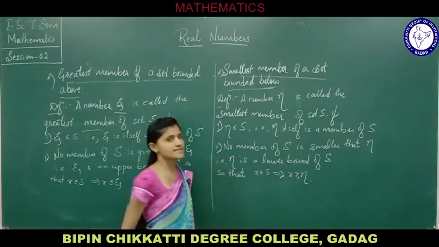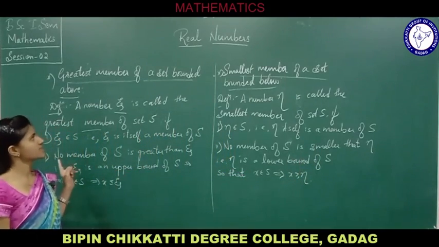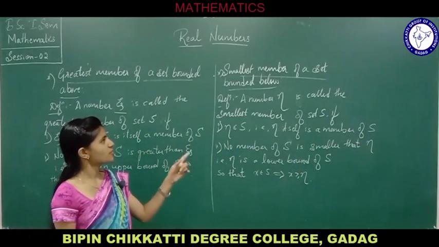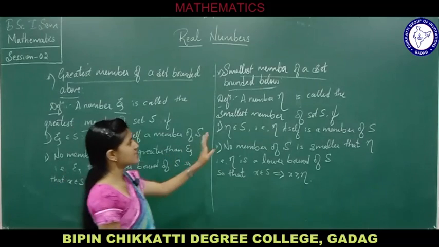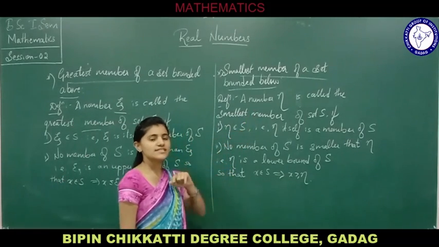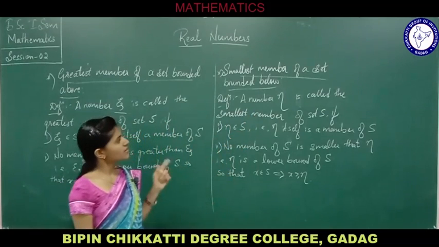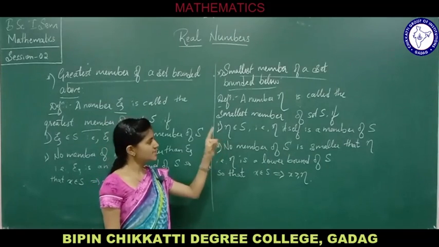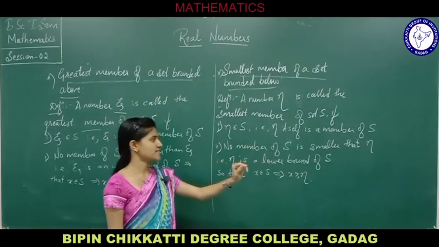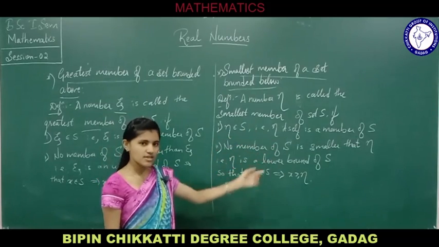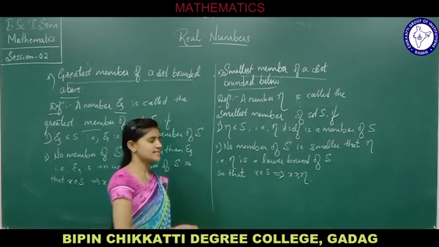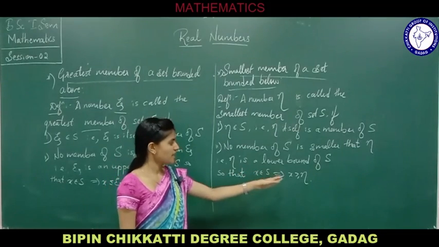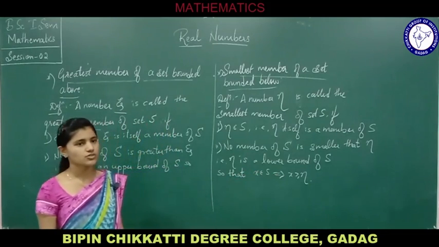This is the difference between the greatest member of a set bounded above and the smallest member of a set bounded below. We consider a number eta, and we call it the smallest member when eta belongs to S, that is, eta is a member of S, and no member of S is smaller than eta, that is, any number x belonging to S is greater than or equal to eta.